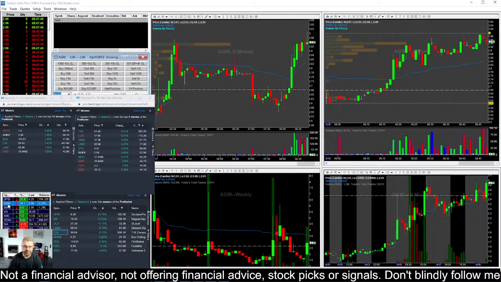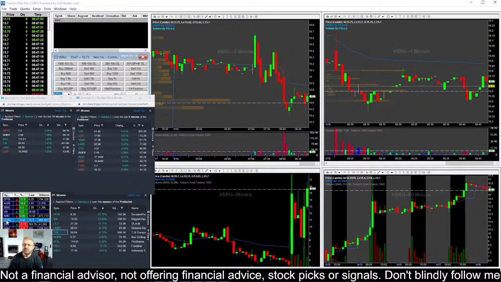Agri popped up above 3 just briefly. VERU's not looking too strong right now, so really want to see that above 16 again.